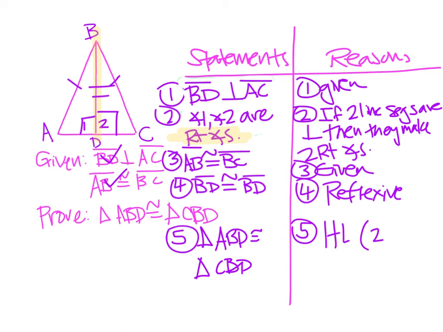Then I need the hypotenuse. The hypotenuse happened in step 3. And my leg happened in step 4. So that's where I'm looking. So here, that was the hypotenuse, or the right angle. Here's the hypotenuse, and here's the leg. So in HL, I won't have 3 congruency symbols. I'll have 2 congruency symbols and a right angle.